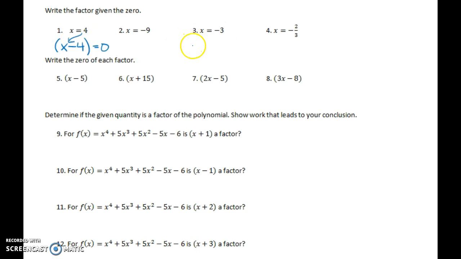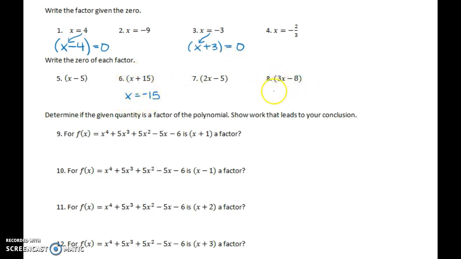Likewise, if I look at number 3, if I had the factor of x plus 3, what makes that equal 0? Oh, if x was -3. So the first problems are just showing you if you had a 0 or an x-intercept, what's the factor that was given? The second ones are then going in the opposite order. What makes this equal 0? If x was -15, this would equal 0.